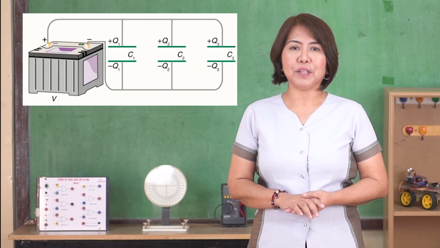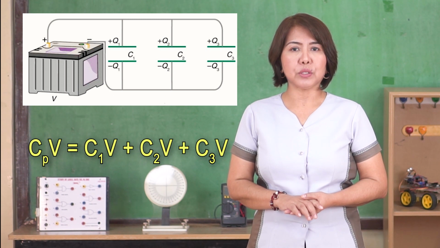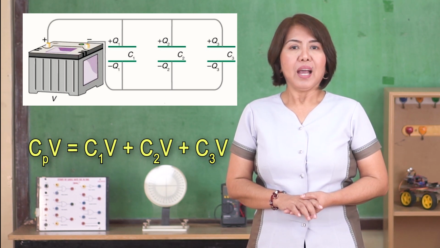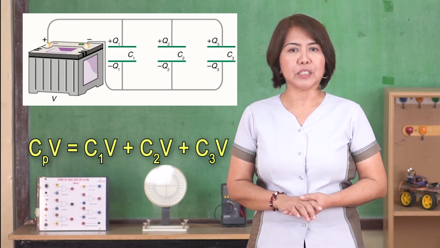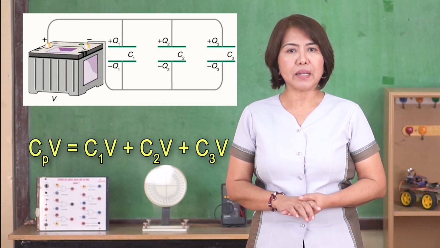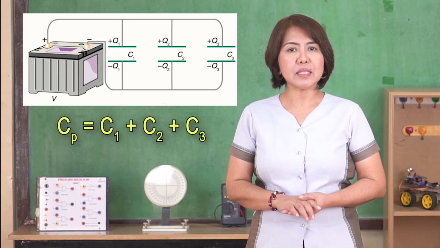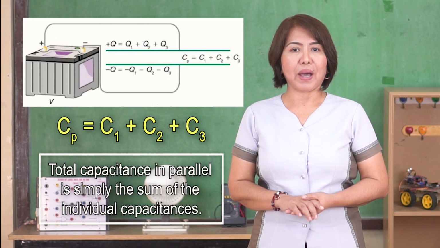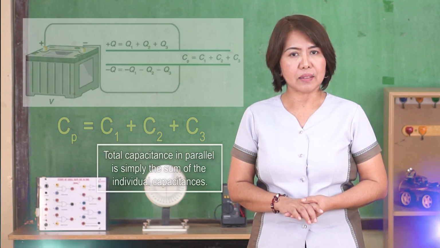Entering this into the previous equation gives C sub P times V is equal to C sub 1 times V plus C sub 2 times V plus C sub 3 times V. Canceling V from the equation, we obtain the equation for the total capacitance in parallel, C sub P is equal to C sub 1 plus C sub 2 plus C sub 3. Total capacitance in parallel is simply the sum of the individual capacitances.